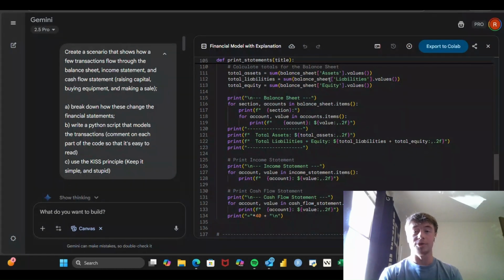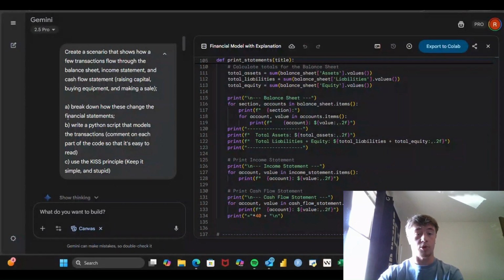Additionally, I will also be utilizing AI to help teach this. So for my prompt that I put into Gemini, I said, create a scenario that shows how a few transactions flow through the balance sheet, income statement, and cash flow statement. And the three examples I wanted to use were raising capital, buying equipment, and making a sale to a customer specifically.